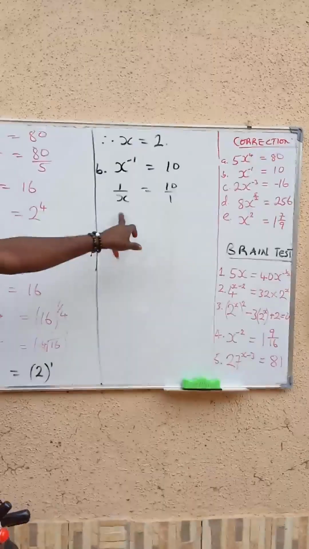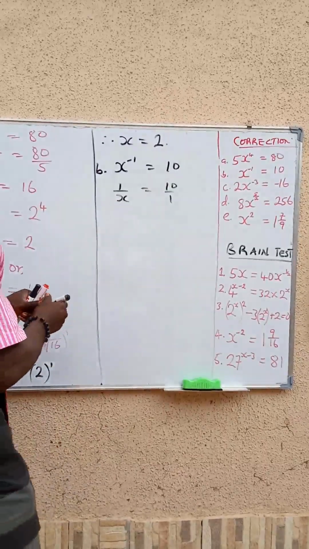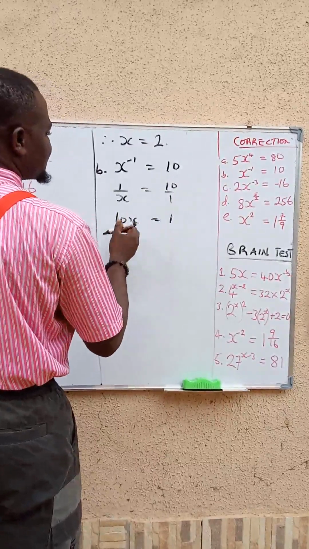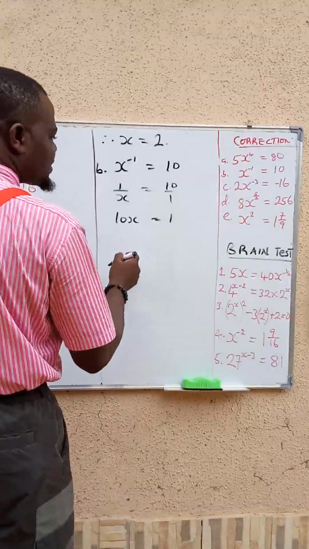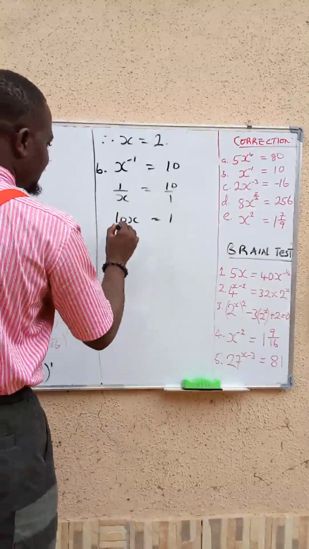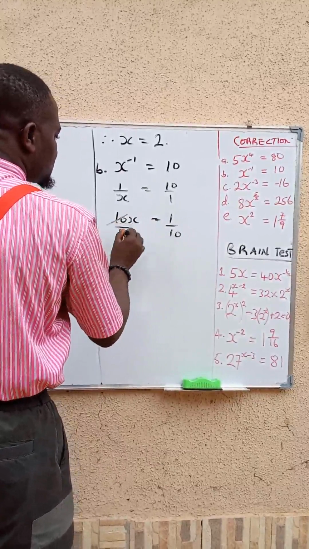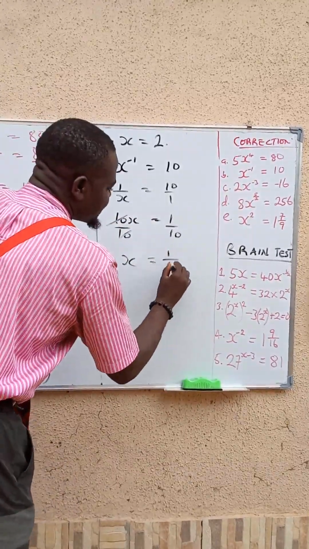And why I did it is because of cross multiplication. This goes here, this goes here. So it means that 10x is equal to 1. That is x times 10. For me to get my x, I'll divide both sides by 10, the one that contains the alphabet. This goes with this. Therefore, x is equal to 1 over 10.